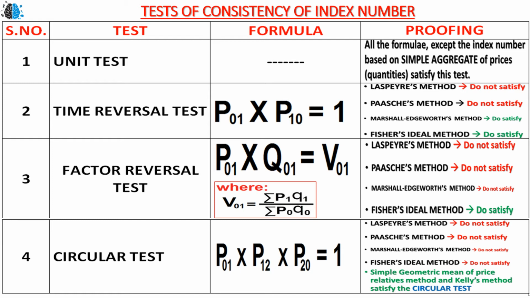So who is going to satisfy? Laspeyres is not going to satisfy, Paasche is not going to satisfy, Marshall-Edgeworth is also not going to satisfy, Fisher is also not going to satisfy. Only the simple geometric mean of price relative method and Kelly's method are going to satisfy the circular test. So this is all about our tests of consistency of index numbers.